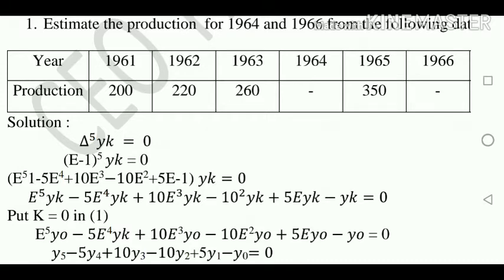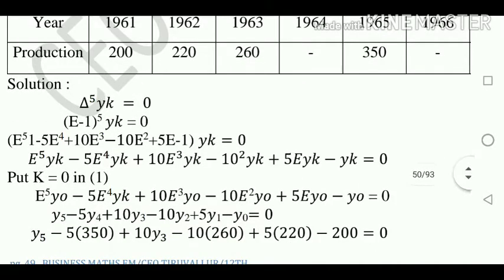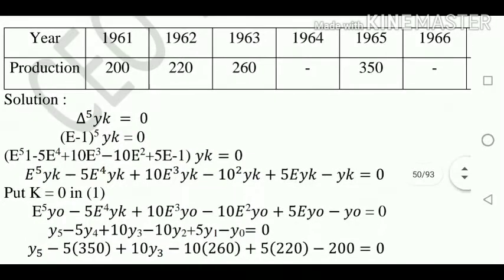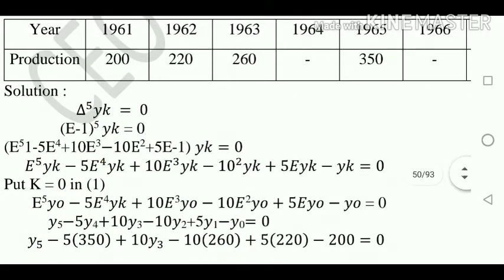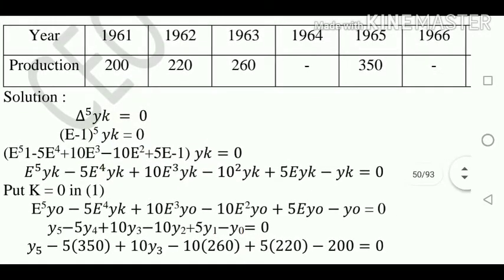Now I am putting the value of k equal to 0 by substituting these values. Therefore, the 5th term is missing. Here, listen, the 5th term is missing, as well as the 4th term. That is, here they set y5 as it is, 5 times y4 becomes 350.